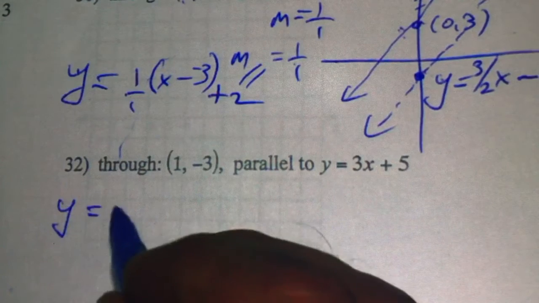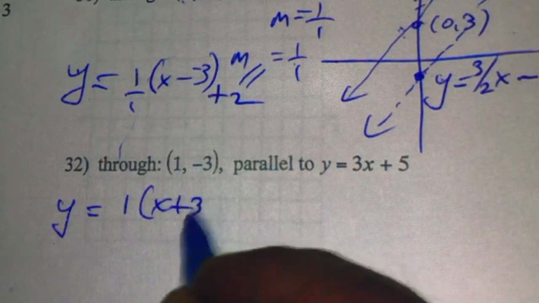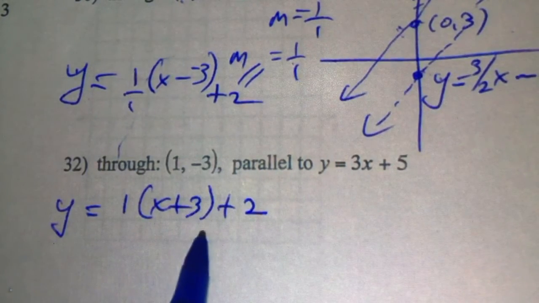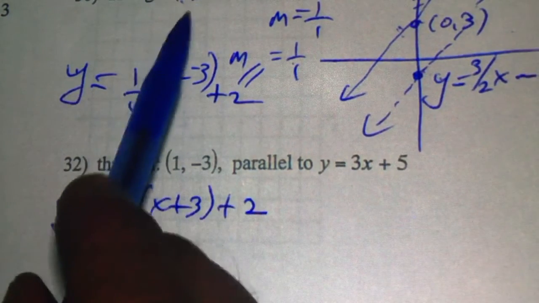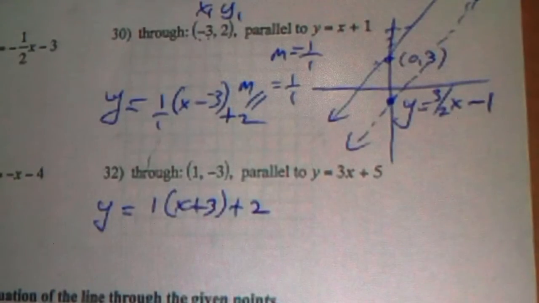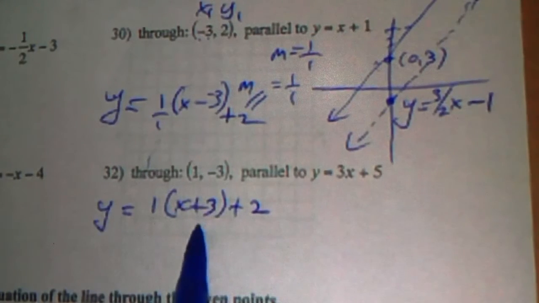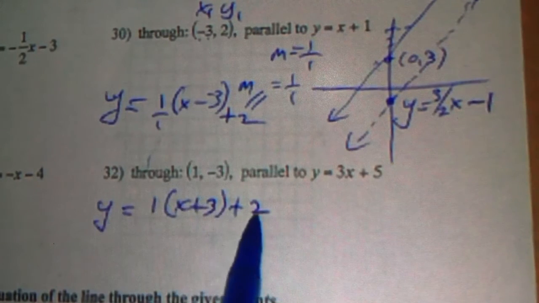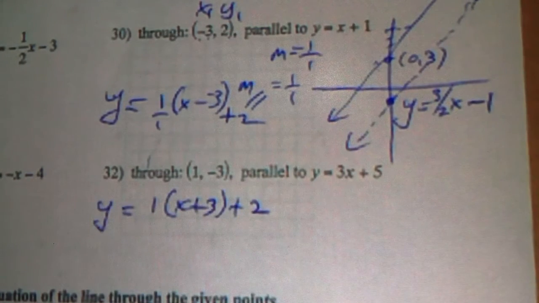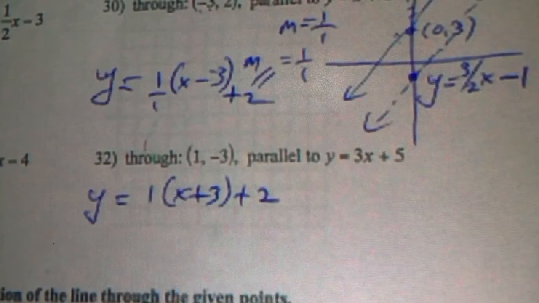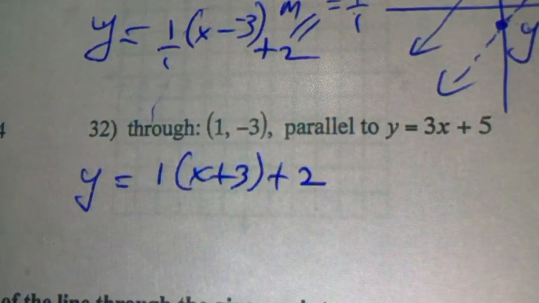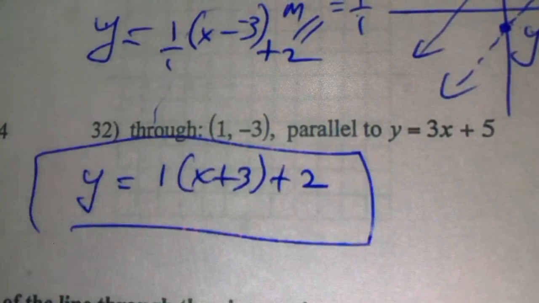Y equals, I'm going to put 1 onto x plus 3 plus 2. And notice again that the way it works is that in the original point, negative 3, 2, the negative 3 becomes positive 3 because of the negative sign, and then the 2 stays 2, doesn't change. So that's the way that works. But in any case, this is in point slope form: y equals 1 times x plus 3 plus 2. We're done, and that's it for that kind of question.